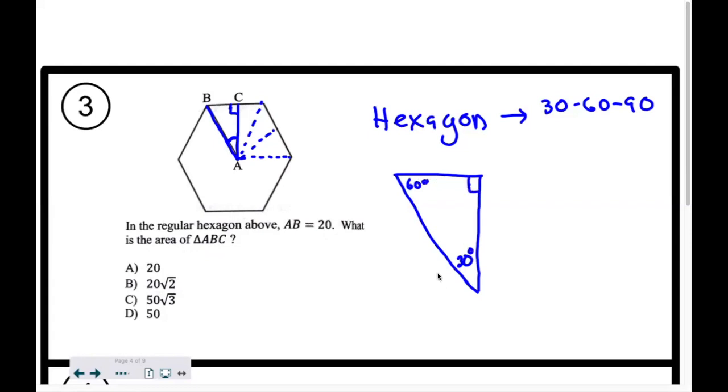That's the idea. And AB is this. I'm just making this a little bigger here. And AB is 20.